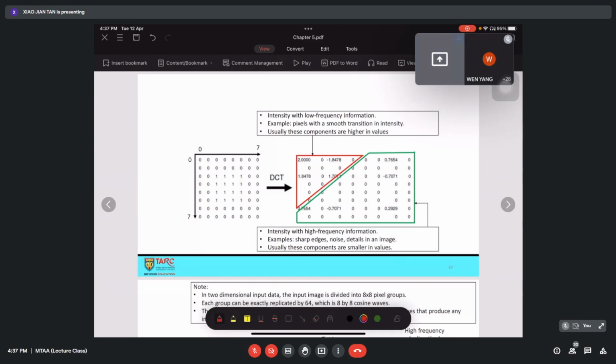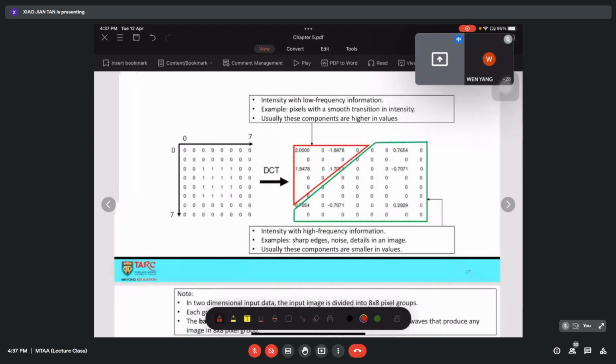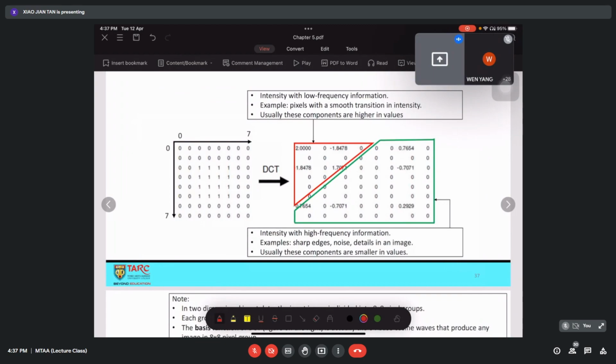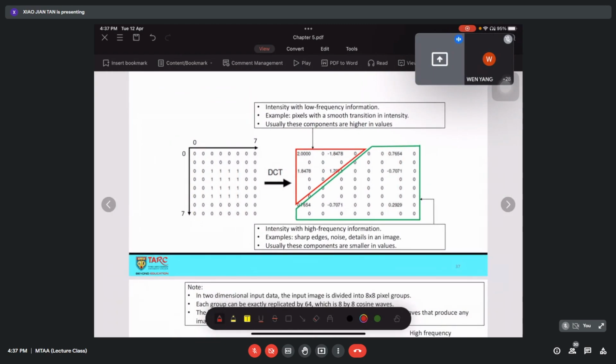Okay, so this is the quantization. Let me see. Oh, this is not the quantization table, but this is just the DCT coefficient, and the first value here.